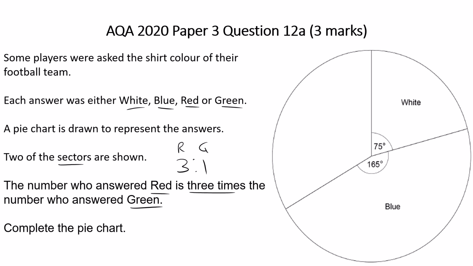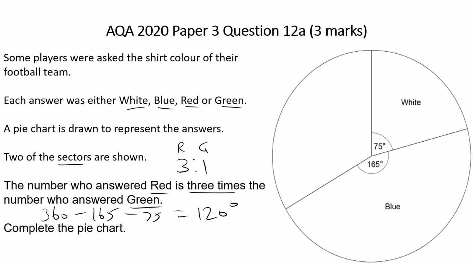Okay, so let's take away the 2 angles that we already have. So we've already got 165 for the blue and then 75 for the white. So that makes 120 degrees that we've got left for the red and the green.